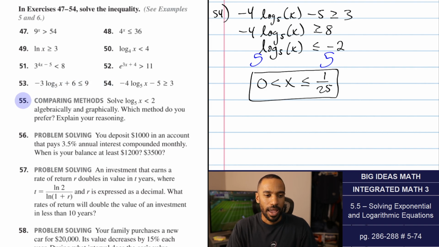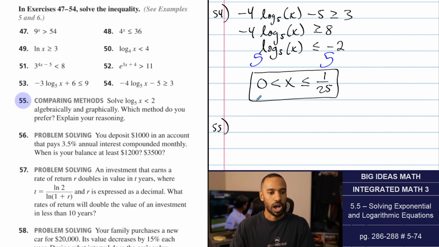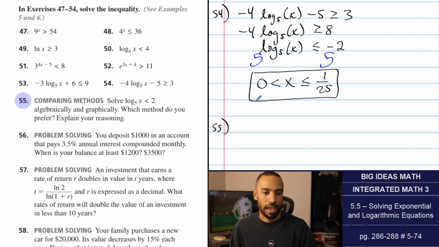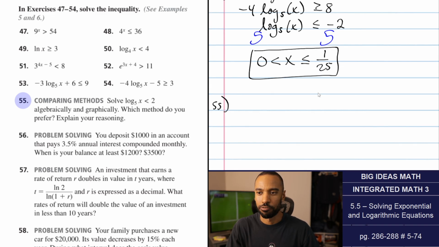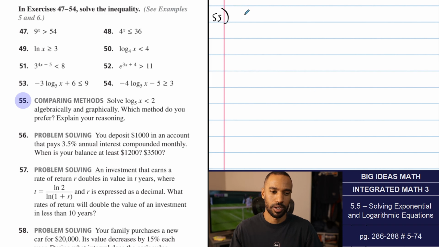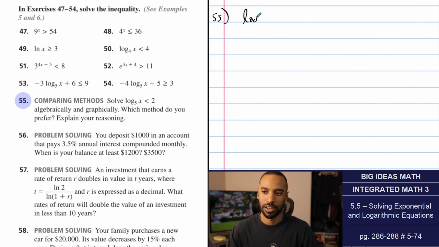All right. Number 55, comparing methods. Let's solve log base 5 of x is less than 2 algebraically and graphically. Which method do you prefer? Explain your reasoning. I prefer algebraically because it's easier and quicker. So let's start with algebraically.